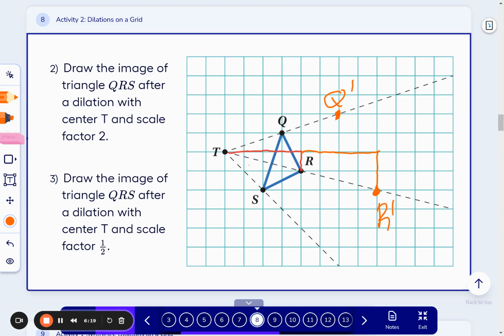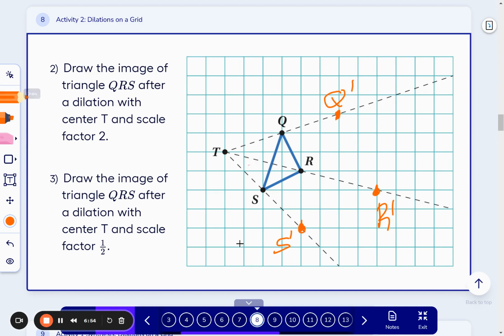That would be R prime. So then S, that would be over 2, down 2. So then that would be go over 4, down 4: 2, 3, 4, down 1, 2, 3, 4. So you can see that all of these stay on these diagonal lines.